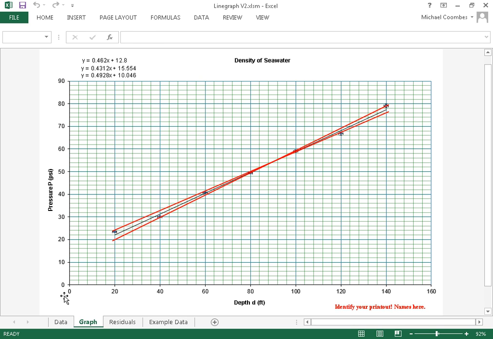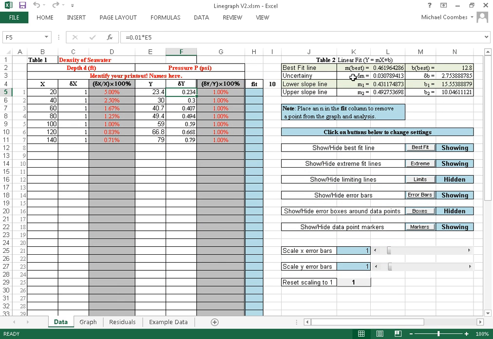Right? If we move back here from that data, this is the slope of the best fit line and the intercept of the best fit line. And based on those extreme lines, here's the uncertainty. So the best fit slope is 0.46 with a range of 0.03. The best intercept is 12.8, plus or minus 2.8.